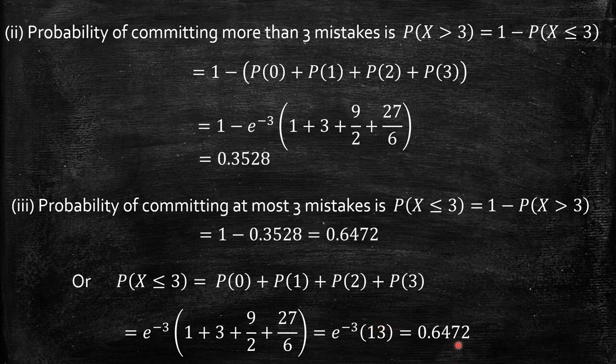But we have to substitute all these data. So when x equal to 0, what is the answer? Exponential minus 3 is common anyhow. So m power x by x factorial for x equal to 0, 1, 2, 3, substitute, and we will get this. It simplifies to 0.6472.